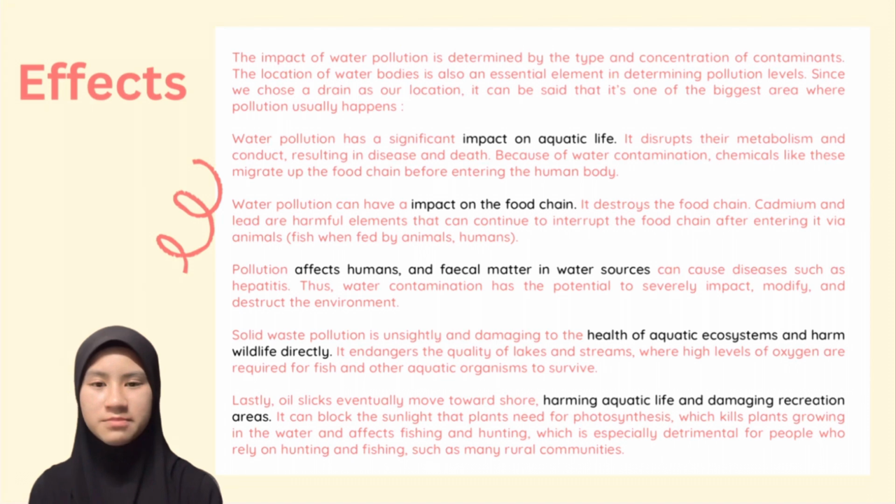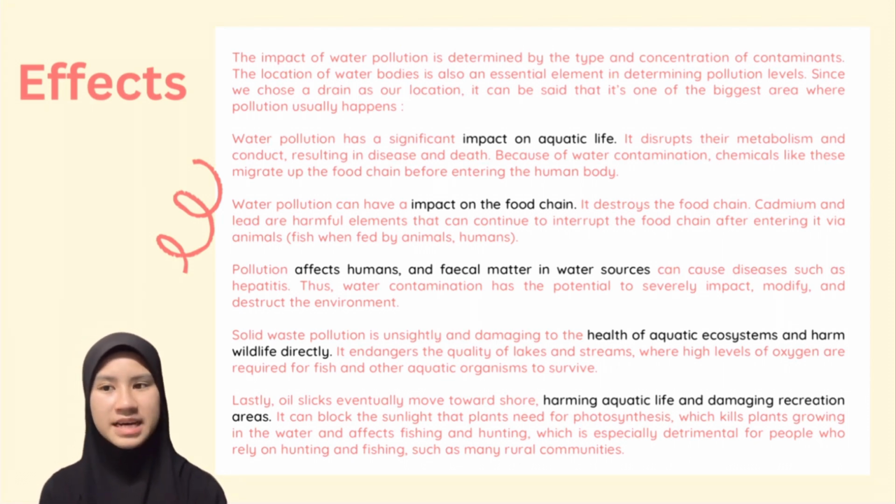Next, I will be talking about the effects. The impact of water pollution is determined by the type and concentration of contaminants. The location of the water body is also an essential element in determining pollution level. Since we chose a drain as our location, it can be said that it's one of the biggest areas where pollution usually happens. Water pollution has a significant impact on aquatic life. It disrupts their metabolism and conduct, resulting in disease and death.